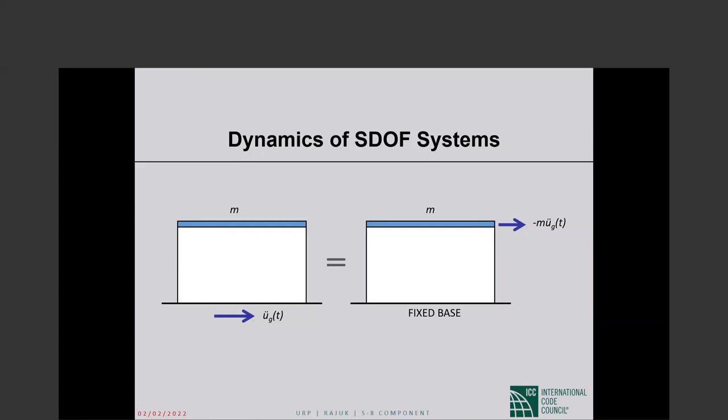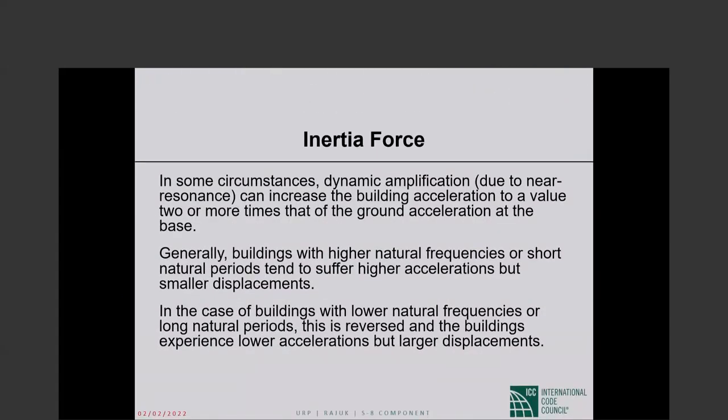Okay, so an inertia force equal to mass times the ground acceleration and in a direction opposite to the ground acceleration is equivalent to a structure with ground acceleration applied to it. So in some circumstances, dynamic amplification due to near resonance can increase the building acceleration to a value 2 or more times that of the ground acceleration at the base.